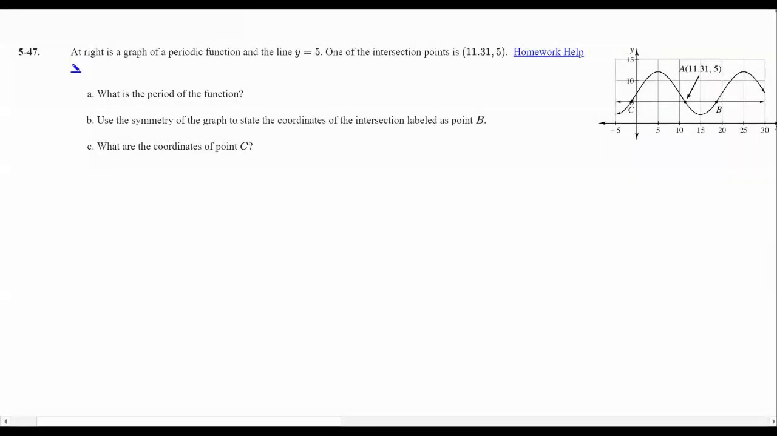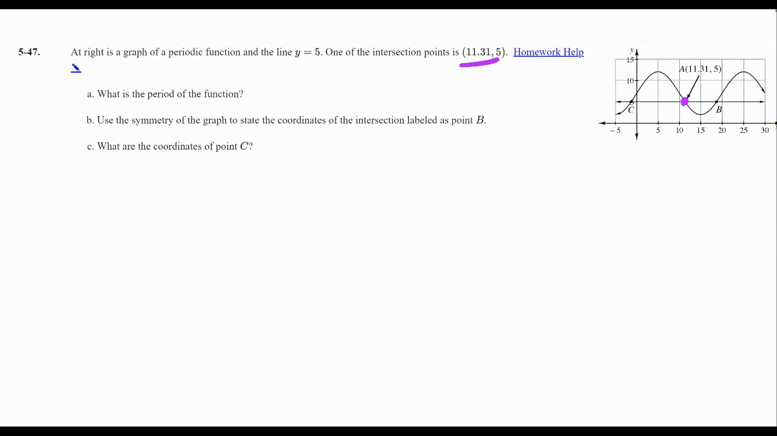At the right is a graph of a periodic, or sinusoidal, function and the line y equals 5. One of the intersection points is (11.31, 5), which is right here. First, we're asked what is the period of the function. So where does it start repeating?